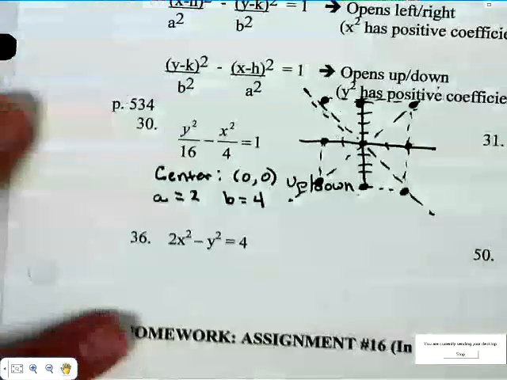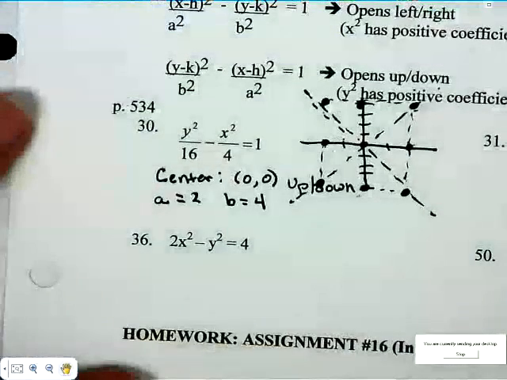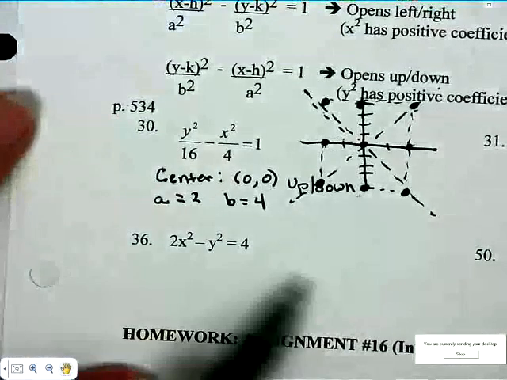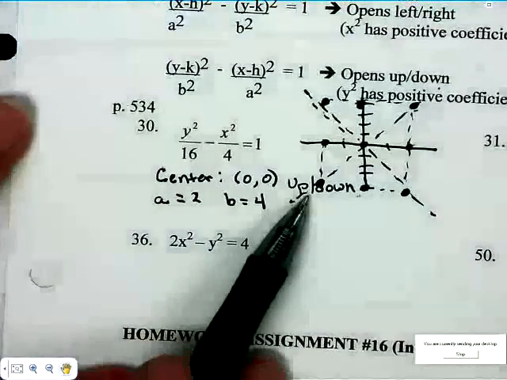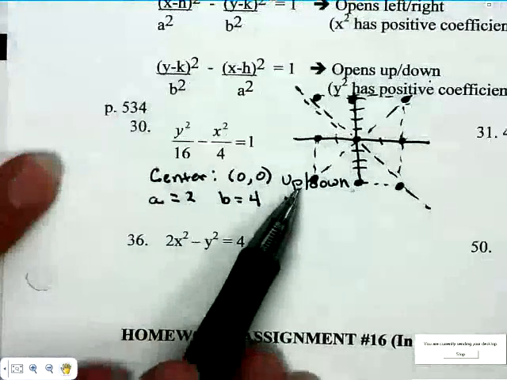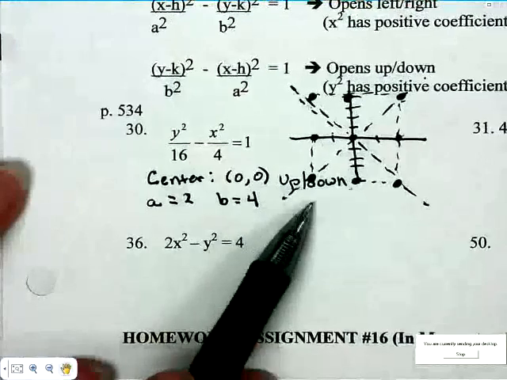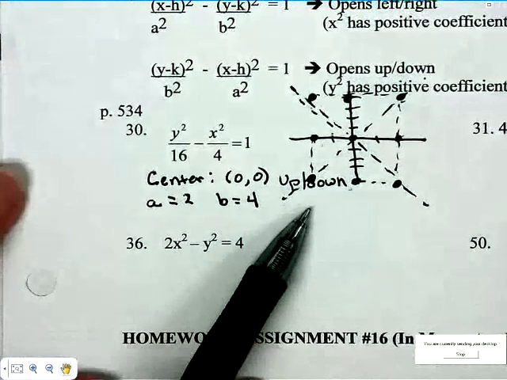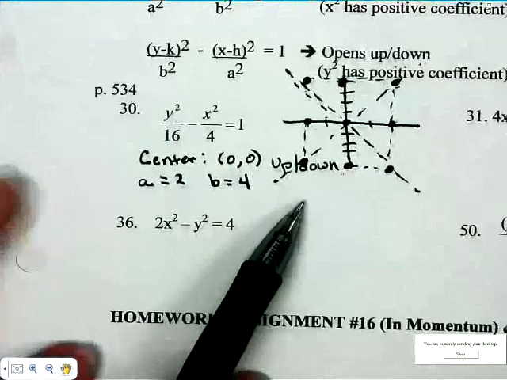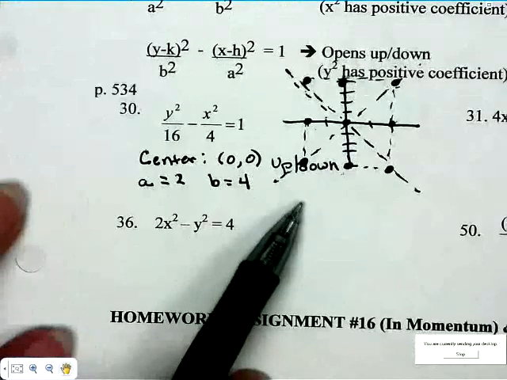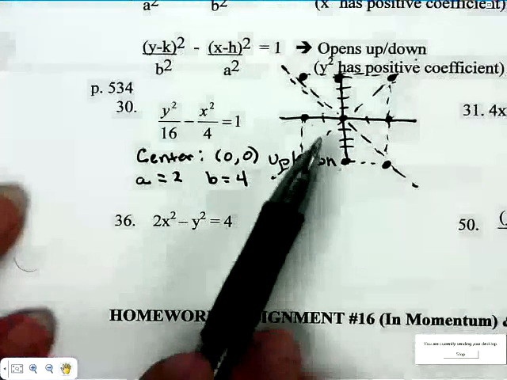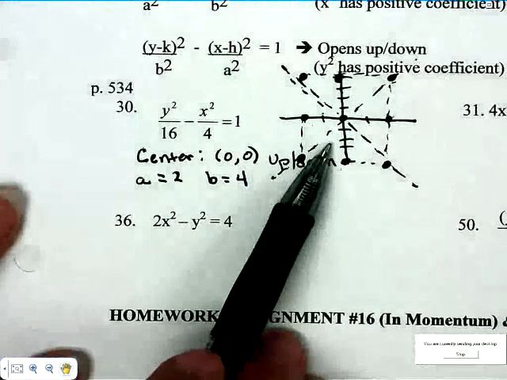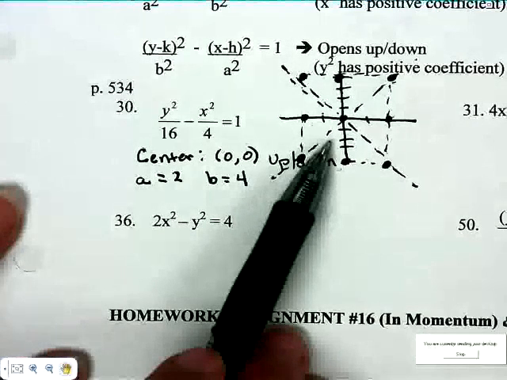Here's the coolest sentence in all of math. The diagonals of the fundamental rectangle of a hyperbola are the asymptotes of the hyperbola. I think that should be the final exam. Can you say that sentence? The diagonals of the fundamental rectangle of a hyperbola are the asymptotes of the hyperbola.